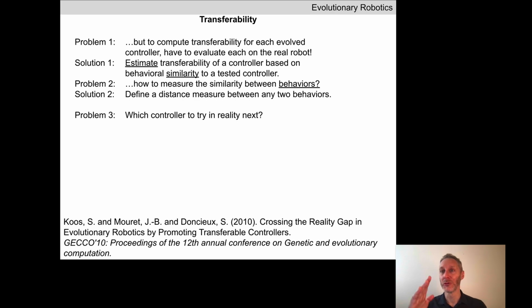We've run our method for a while. We have our population of controllers. Each controller has two numbers associated with it: how far it causes the simulated robot to move, and our estimate of the transferability for that controller. Which one do we send?